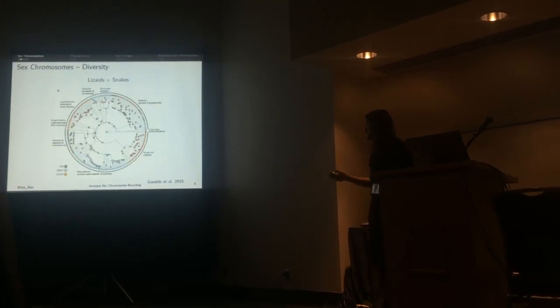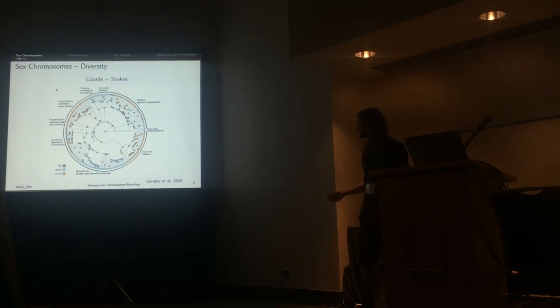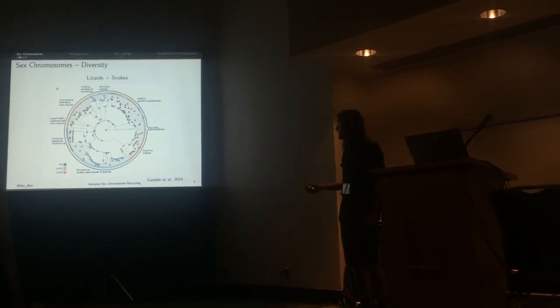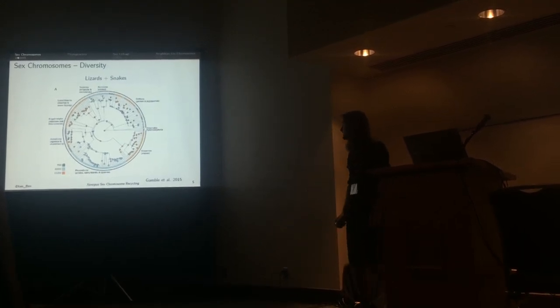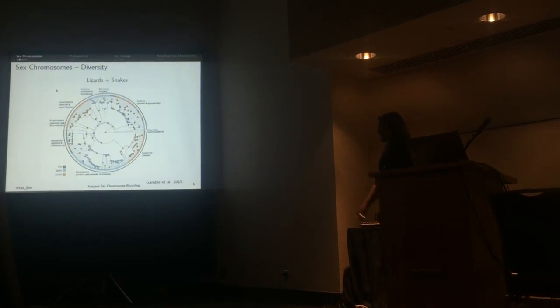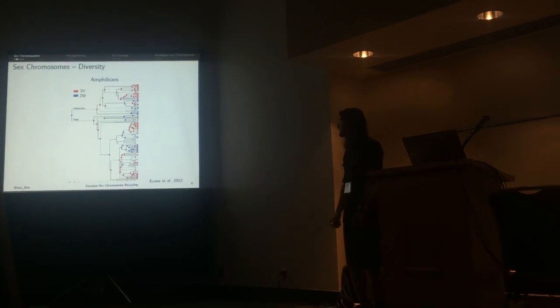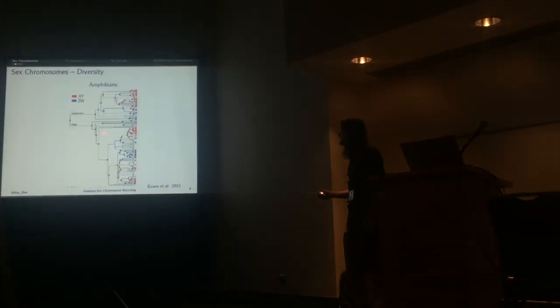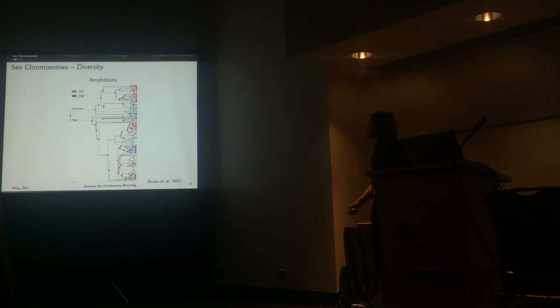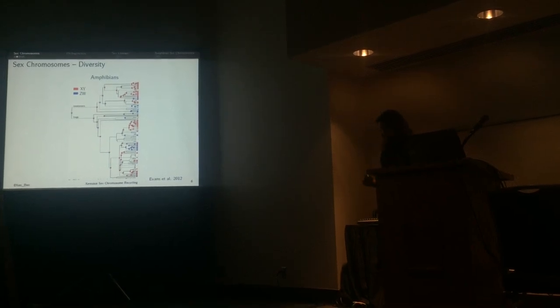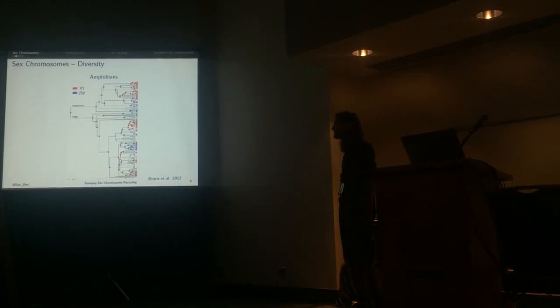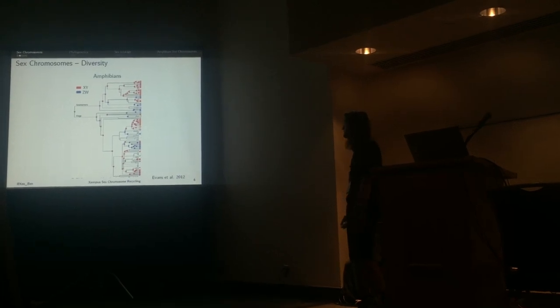With lizards and snakes, we get a similar story. So in here, color reflects the ZW or XY system. There's quite a bit of variety in this group. And the story holds for amphibians as well. Again, color here reflecting XY systems and ZW systems. So it seems to be quite a lot of change, quite a lot of turnover of what is the sex chromosomes in these groups.